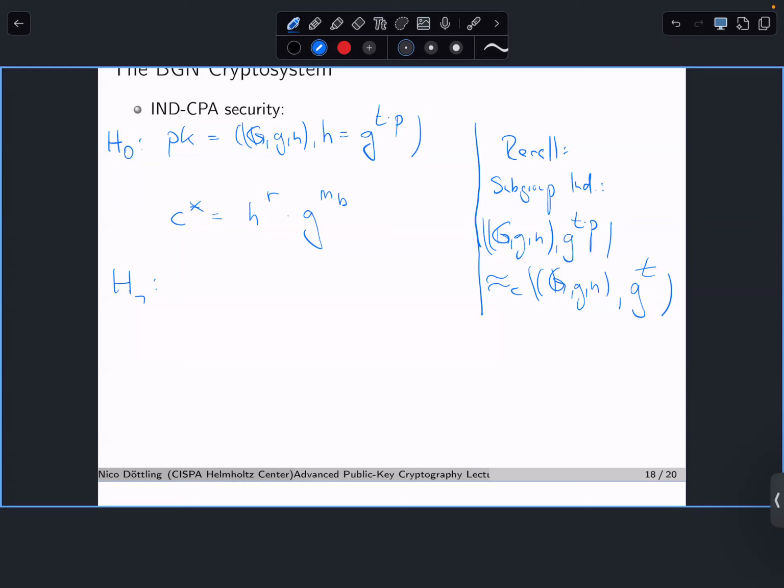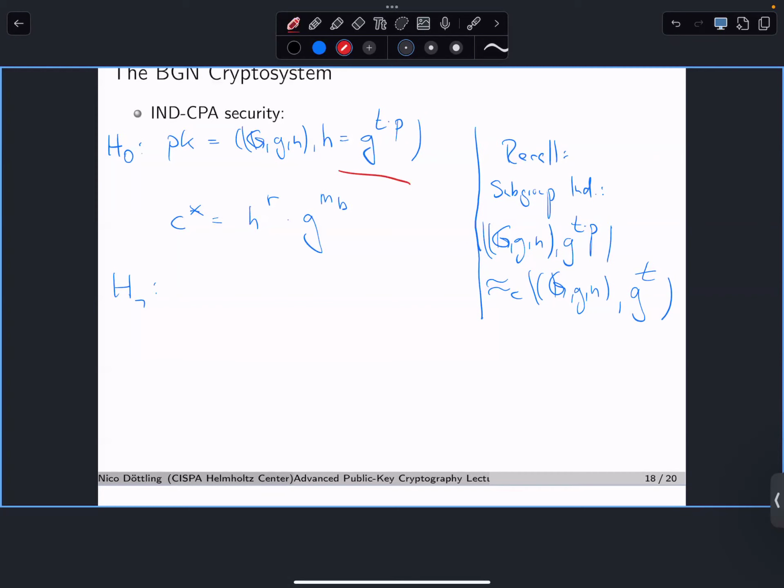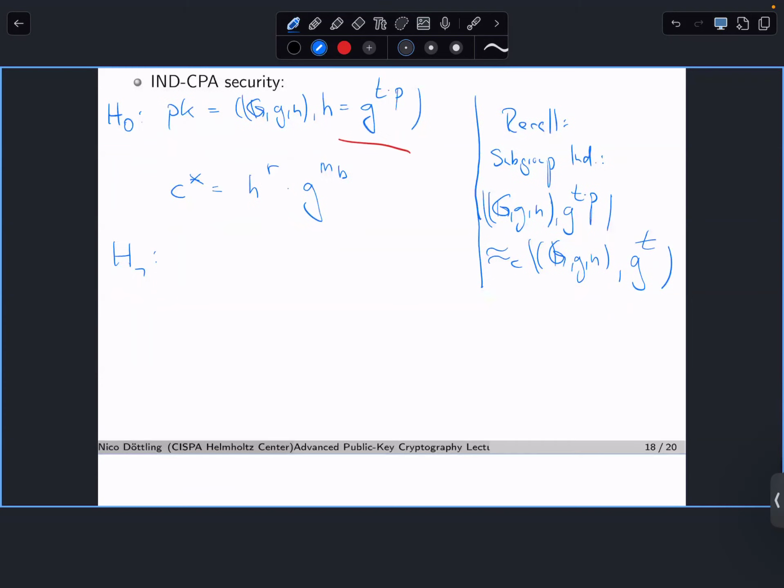So look at this value here. This H, which is G to the T times P. So clearly in hybrid 1, we just set our public key to be G, comma G, N, and now our H is G to the T. And C star is still the same thing. H to the R times G to the MB.